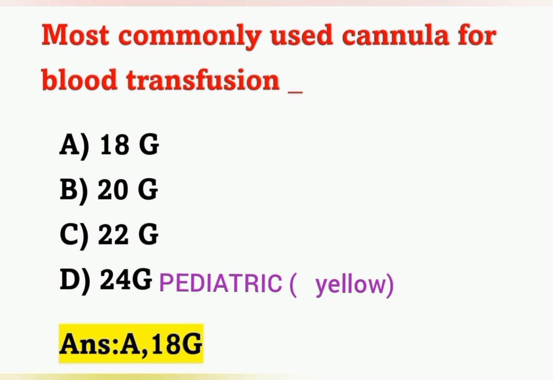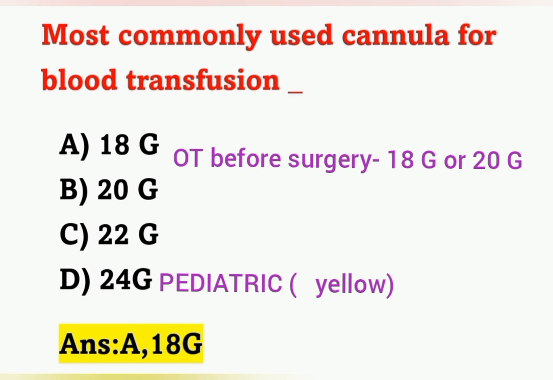Another important point: before sending the patient to the operation theatre for surgery, which type of cannula will we use? This is also a previous year question. We will use either 18 or 20 gauge. If blood transfusion is needed, we mostly prefer 18 or 20 gauge for OT. The most commonly used cannula in a general ward is 20 gauge, and the pediatric cannula is 24 gauge.